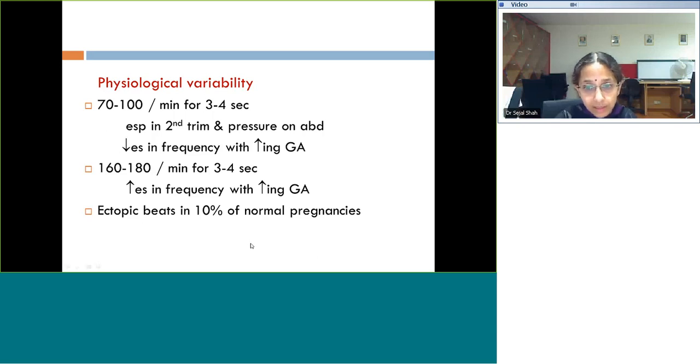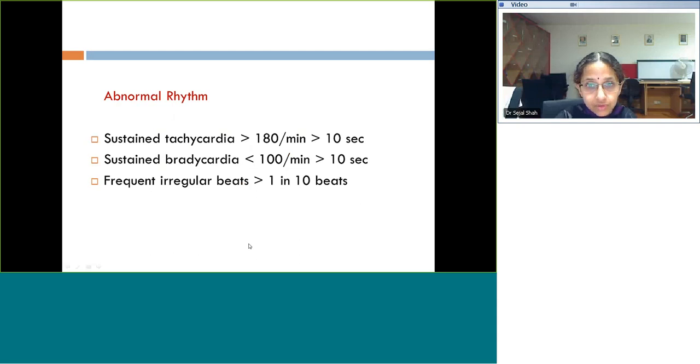So when do we consider it within normal range? If it is less than 3 to 4 seconds, and if the irregular beats are less than 1 in 10 beats. An abnormal rhythm is defined as sustained tachycardia of more than 180 beats per minute for more than 10 seconds, or sustained bradycardia, when it's less than 100 per minute for more than 10 seconds, or frequent irregular beats of more than 1 in 10 beats.